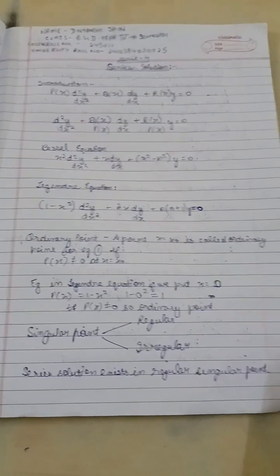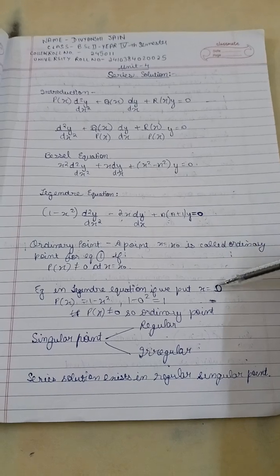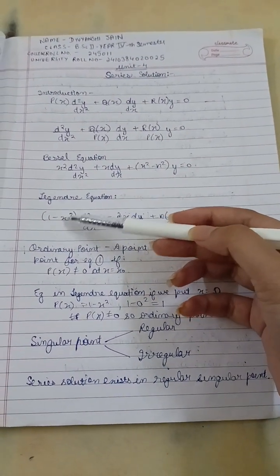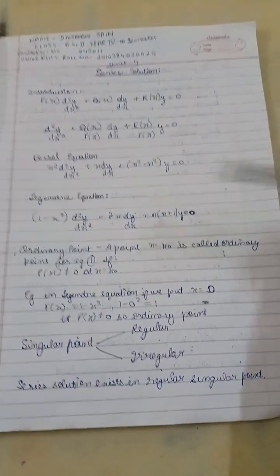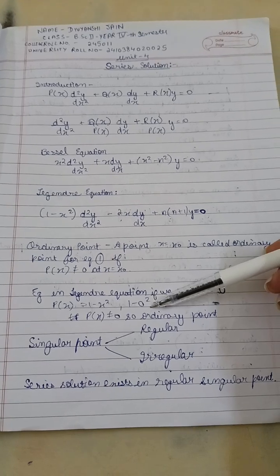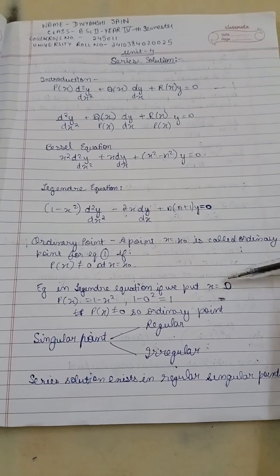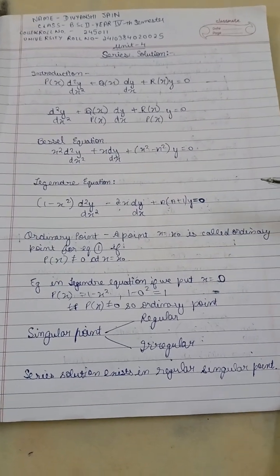Example, if we take the Legendre equation and we put x = 0 in this. So on putting x = 0 here, what are we going to get? 1 minus 0, and that is equal to 1. So p(x) is not equal to 0. So that means x0, that is x = 0, is an ordinary point for the Legendre equation.